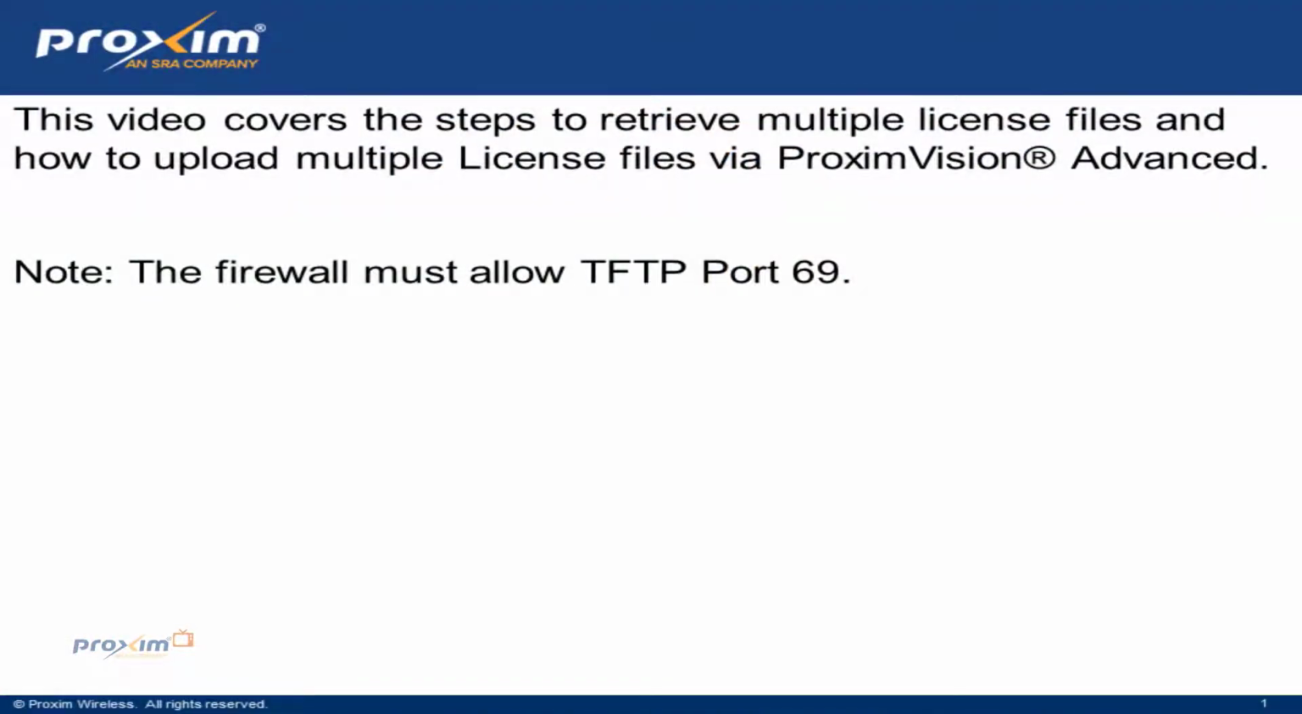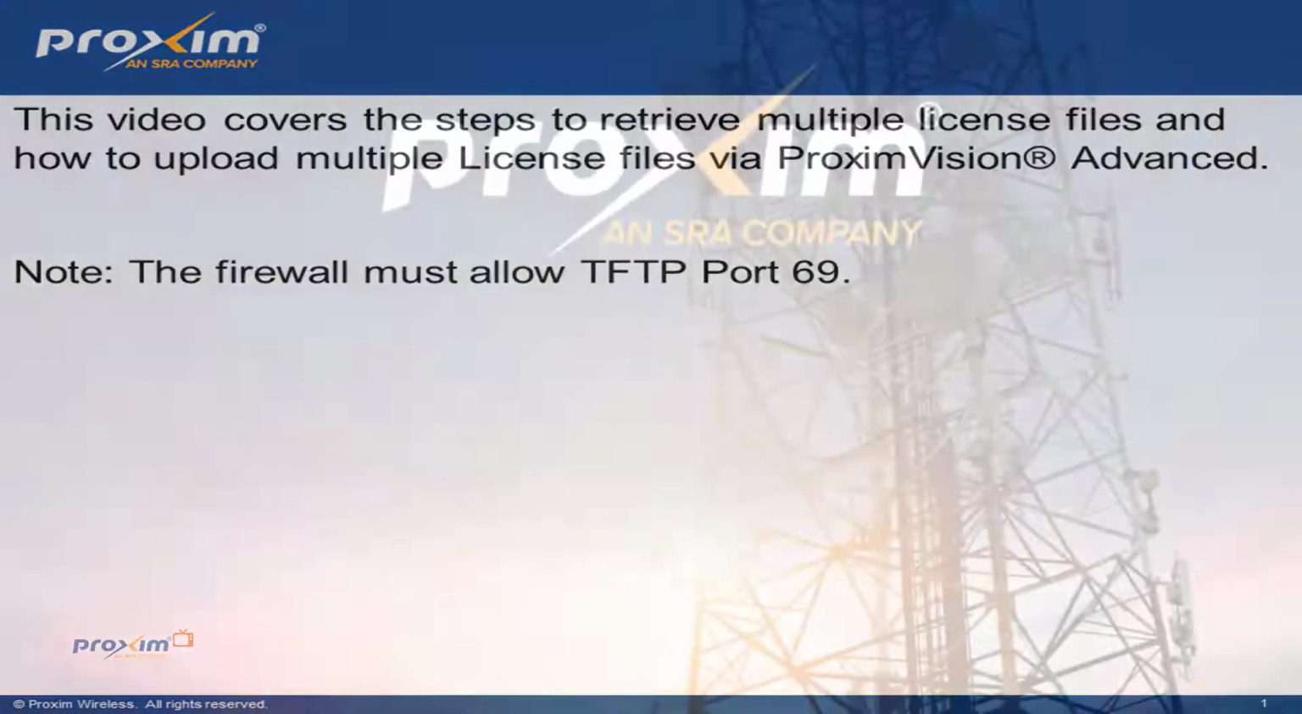This video is going to cover the steps on how to retrieve multiple license files and how to upload those multiple license files via ProximVision Advanced. Just a quick note, please make sure that the TFTP Port 69 is allowed to pass via the firewall. If not, the firewall is going to block it and the TFTP requests are going to fail.